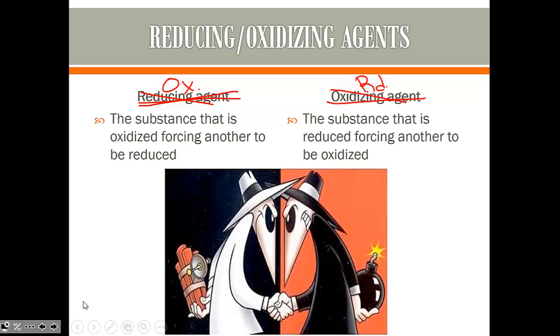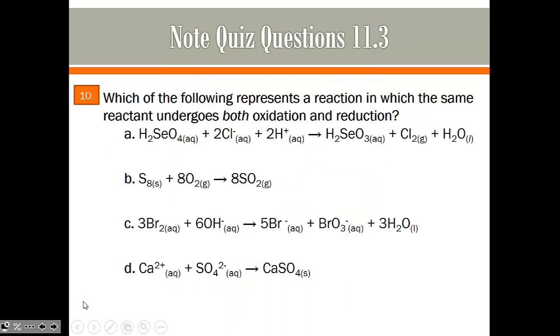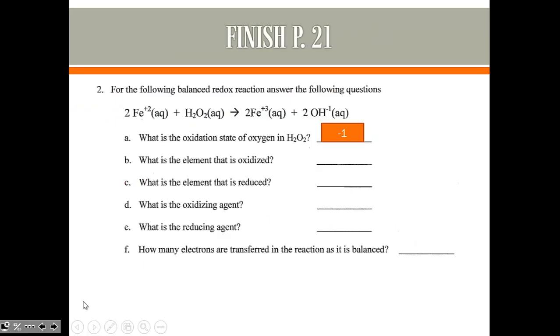With that being said, you are now able to finish the last note quiz question. Please record your answer in the back of the packet and enter in the Google form. I would also like you to finish page 21. Now, for page 21, I do want to draw your attention to number 2.